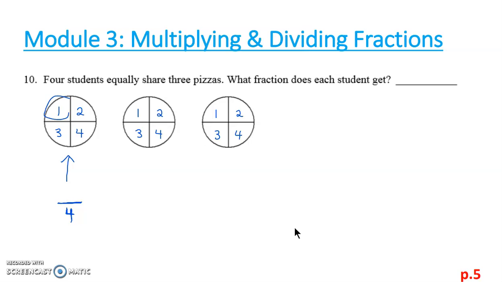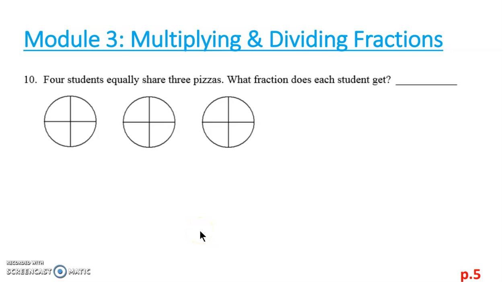Well, person number 1 gets 3 pieces. And so does person number 2, and so does person number 3, and so does person number 4. Everybody gets 3 pieces. But the fraction value is out of 4 because a single pizza is divided into 4 pieces. So the fraction we're going to get here is 3 out of 4.